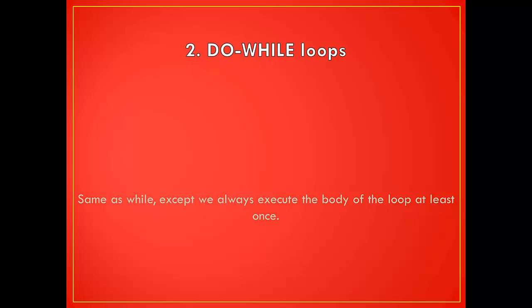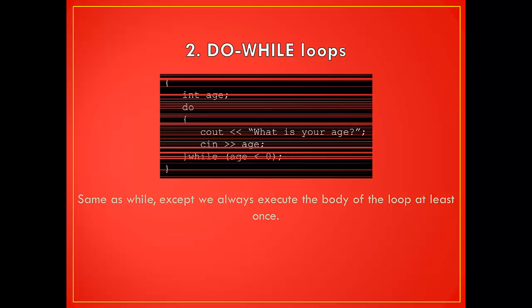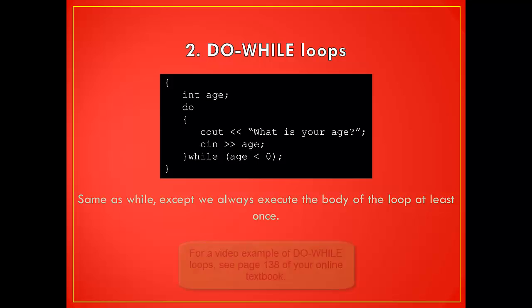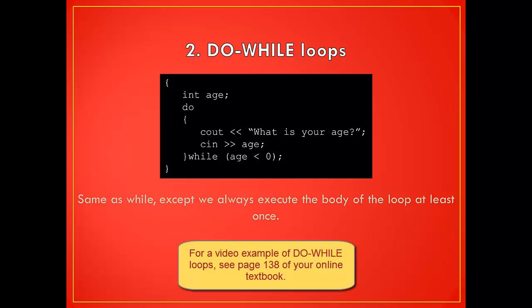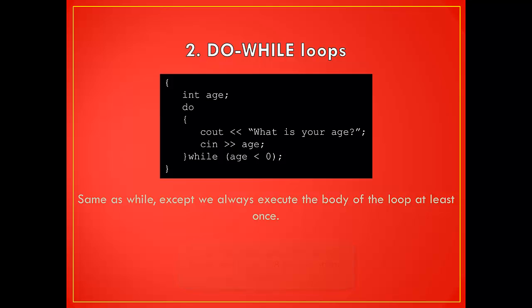The do while loop can be especially useful when prompting for input. In this example, the user is prompted for their age. The while statement at the end ensures that if they put in a negative age, we will prompt again until we get a valid value.